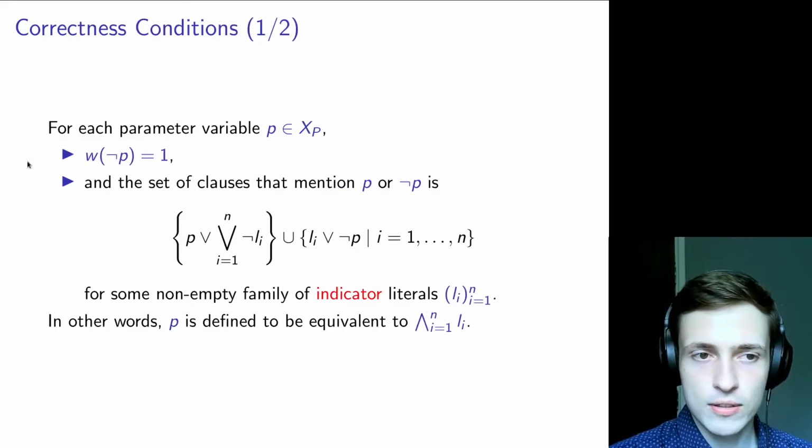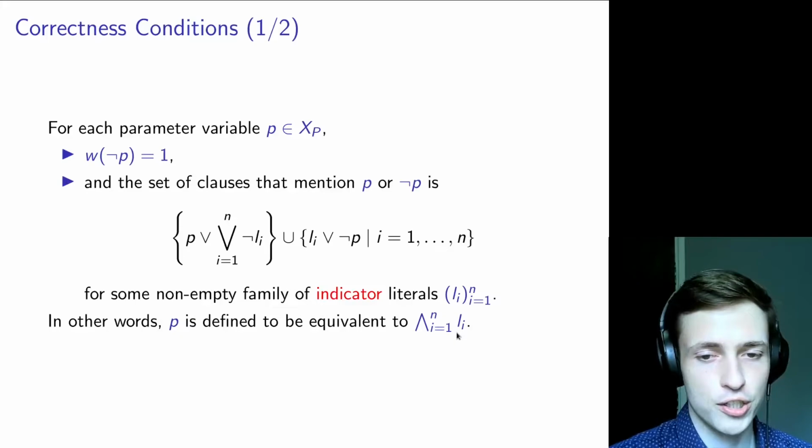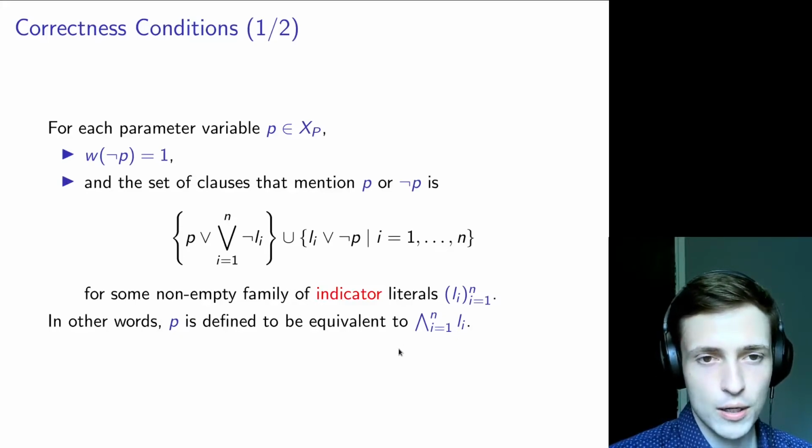The first situation is quite specific. We have the negative weights of all parameter variables equal to 1, and the clauses that mention that variable define that variable to be equivalent to a conjunction of indicator literals. So this applies to some WMC encodings of Bayesian networks.